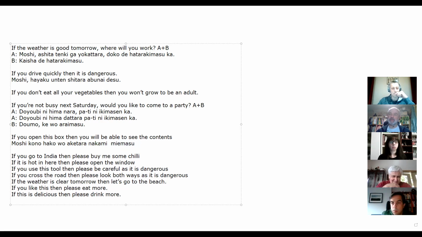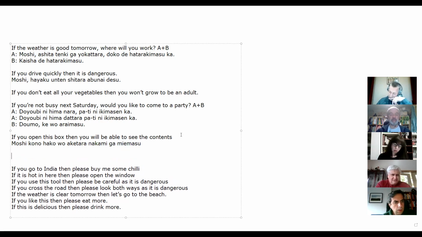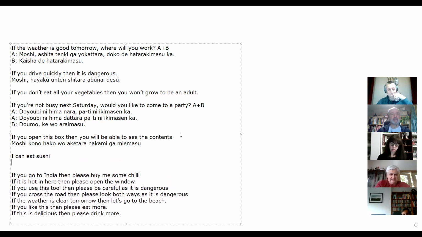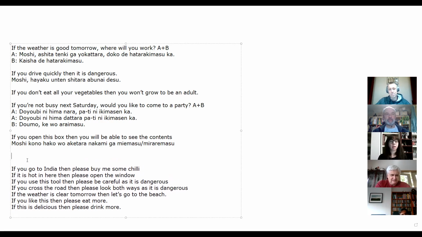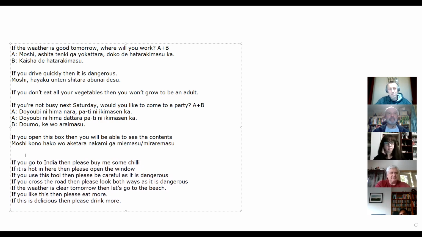So as you can treat it as a potential verb, this should be marked with ga. Oh, okay. Right. So remember that any kind of thing like, for example, I can eat sushi. Sushi ga. Yeah. Okay. Would it be miemasu or miraremasu? Yeah, it could be either actually. So miemasu is fine. Miraremasu is also fine. One means you will be able to see, and the other one means the contents will be visible. Okay. But the particle remains the same.